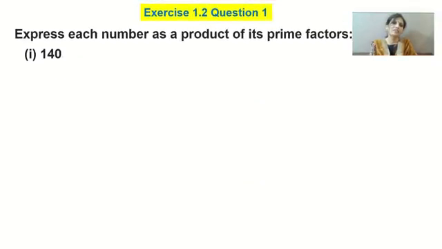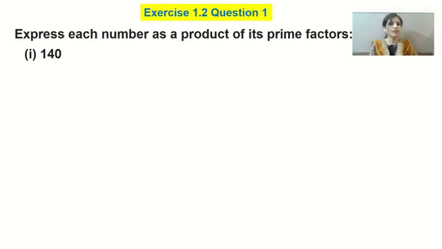In the exercise we have sums which are based on what you have already learnt in standard 8th and standard 9th. This is a very simple method of prime factorization of a composite number. Question number 1 is: express each number as a product of its prime factors. And about prime numbers we have already revised in the last video lesson.